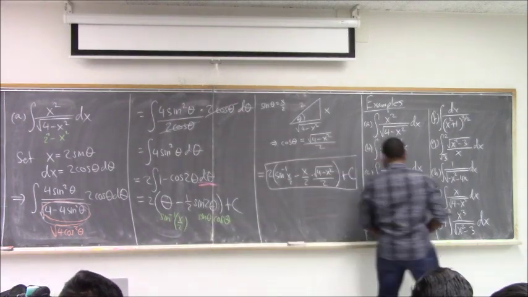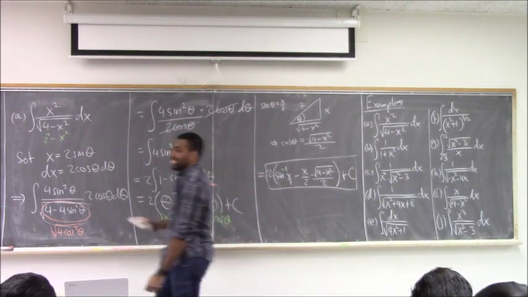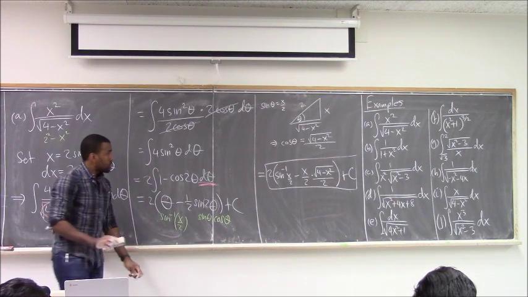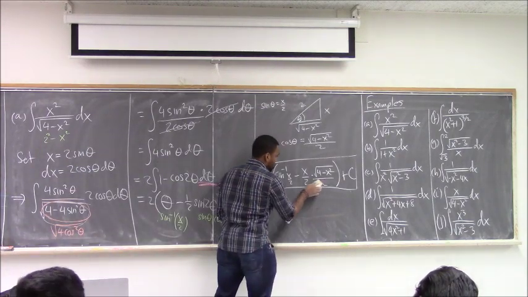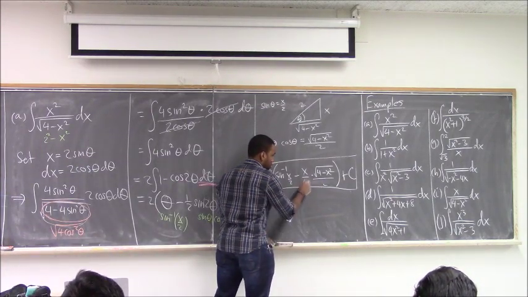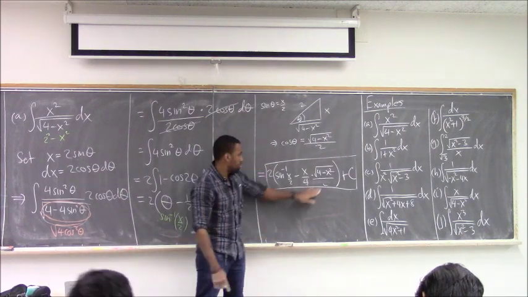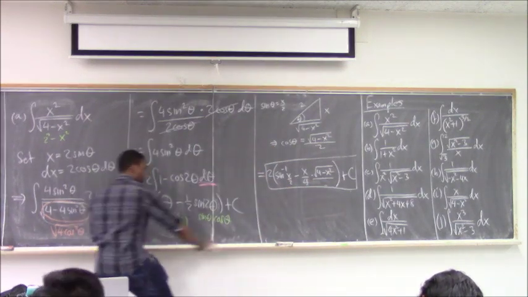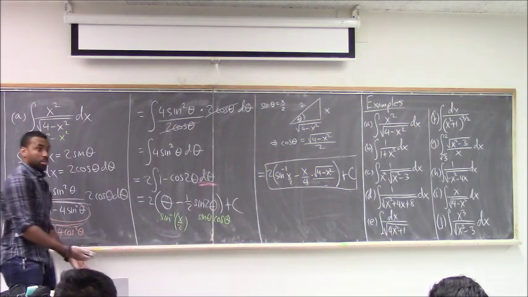Wait, wouldn't that be x over 4? Well, you could take the 2 times 2 and put it over 4. Same thing, no different. So that's the first one.